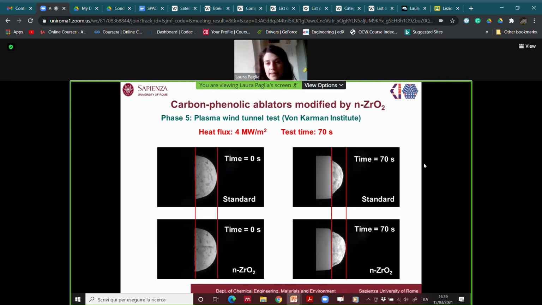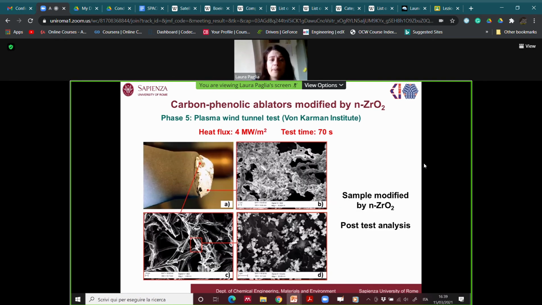When we tested the same material with the same density, but with the addition of nanoparticles, we can observe that the recession is lower. We have a lower recession when we add nanozirconia particles to our material. And we observed this important phenomenon.